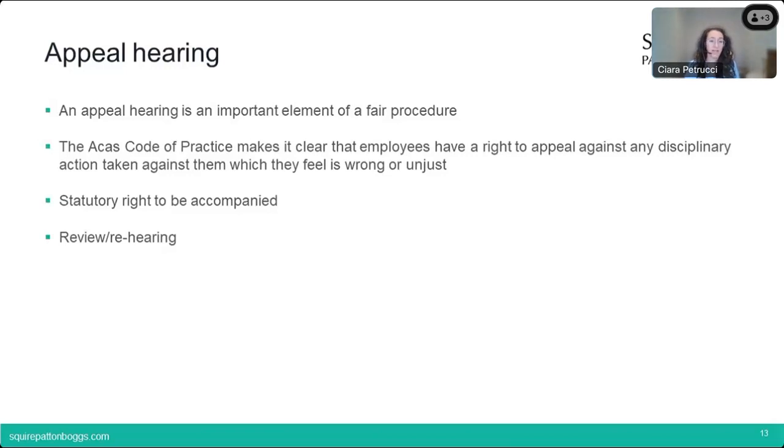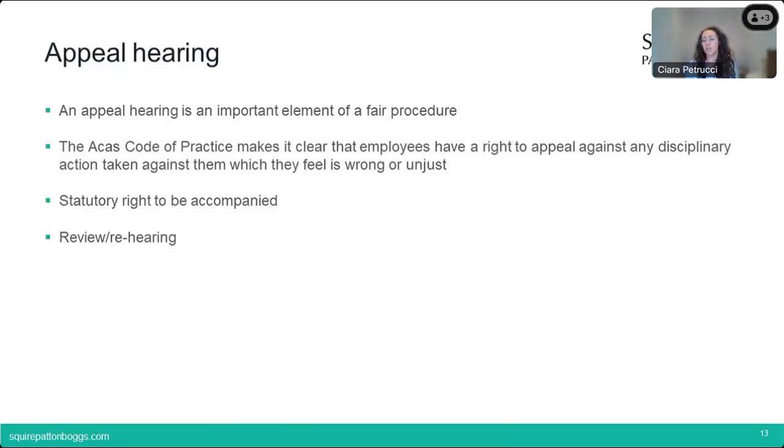And also the ACAS code says that employees have a right to appeal. So you should deal with appeals as quickly as you can. They should be dealt with impartially and wherever possible by a manager who hasn't previously been involved in the case. And often that should ideally be someone who's more senior than the original decision maker.